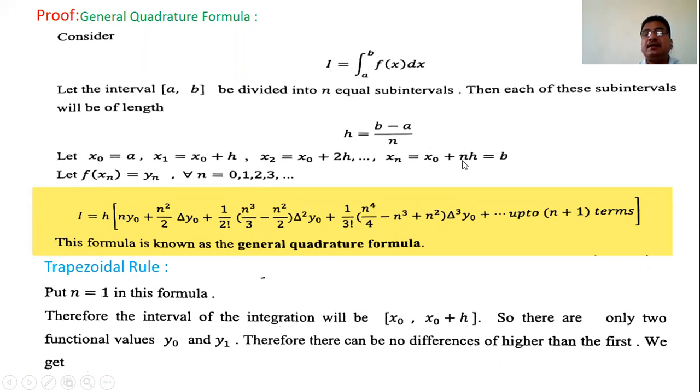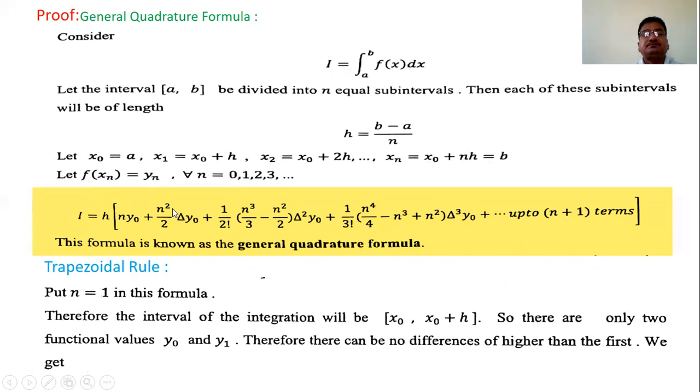But if we take n as 1, then what do we have? The number of sub intervals is 1. Only this is the interval of integration, x naught to x naught plus h, because n is 1. So the last point is x naught plus h, that is, b is x naught plus h. Their corresponding values of y are what? The value at x naught is y naught, and the value at x naught plus h, that is at x1, is y1. So the function f(x) has only 2 values, y naught and y1.